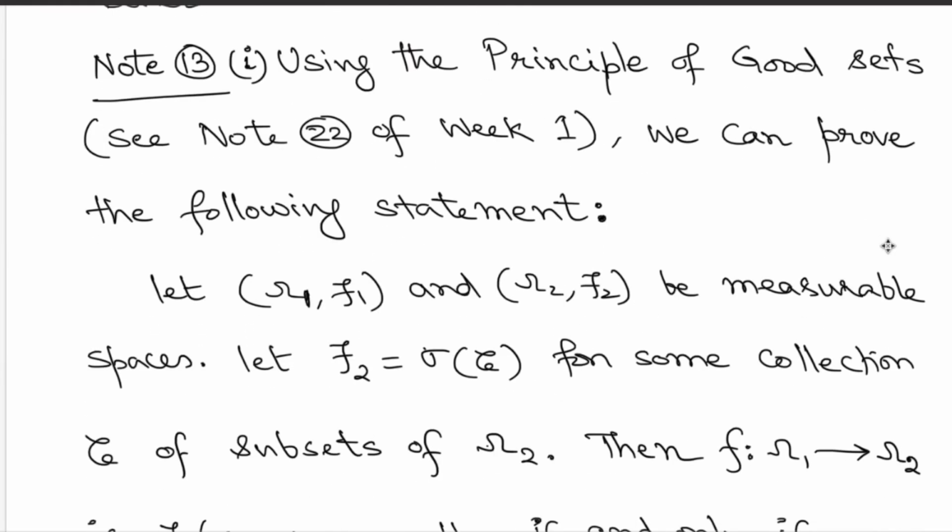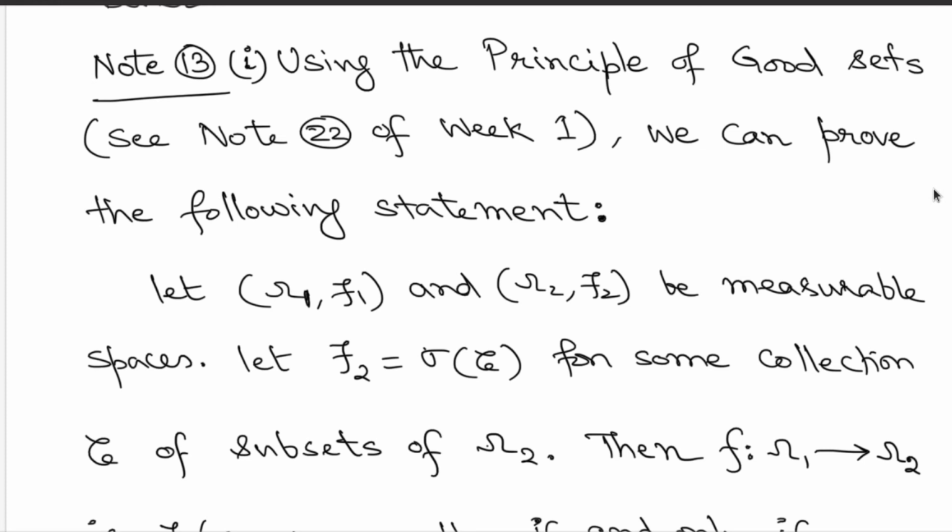Now this is quite an interesting comment about the principle of good sets. Remember, we had discussed this principle of good sets in a brief manner in note 22 of week 1. We said that this is a general principle that allows us to prove certain types of results. But we said that due to certain complexity of the arguments, we are not going into the actual details and we are going to use it as a fact, or whatever facts we can derive from the principle of good sets, we will take them as granted. So that's what we had mentioned in note 22.